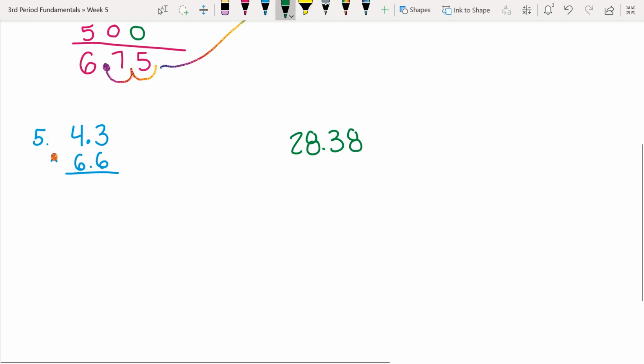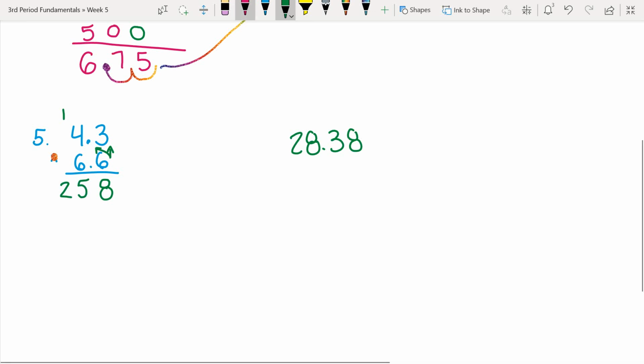So starting the same way, bottom right corner, I multiply straight up and then diagonal. So I do 6 times 3. 6 times 3 is 18. So I put my 8 down, carry my 1. 6 times 4 is 24, plus 1 is 25.